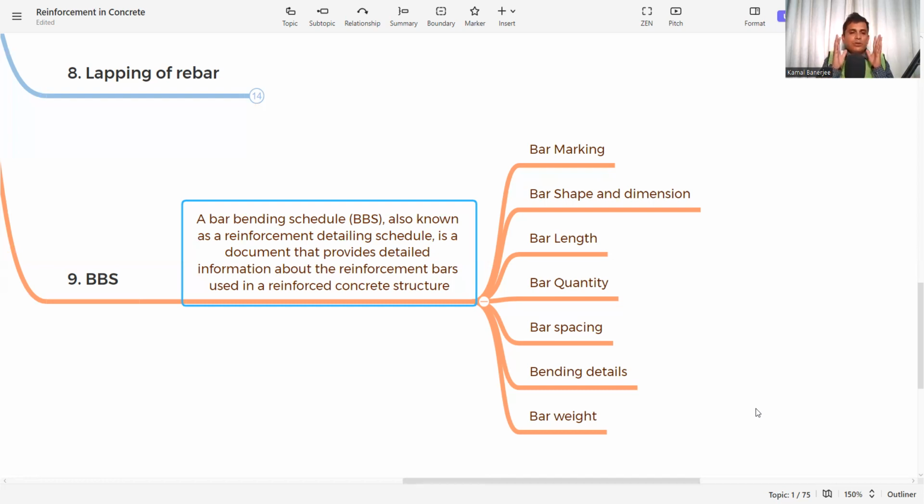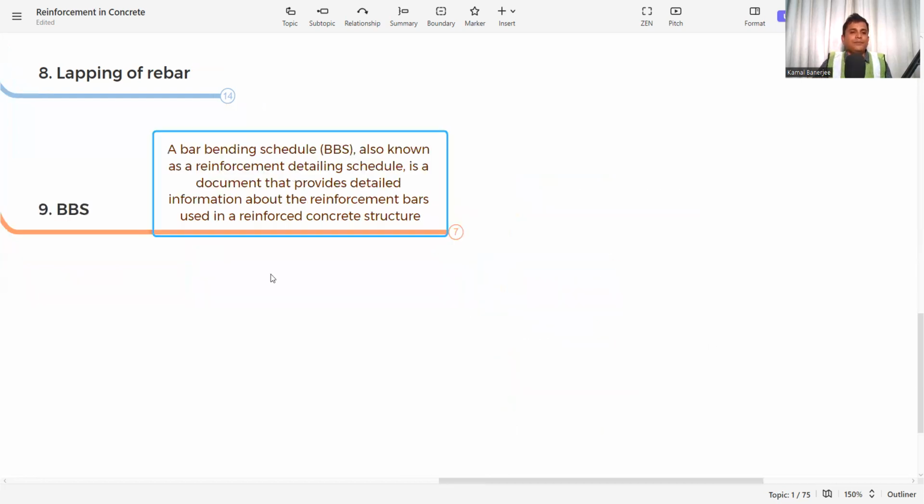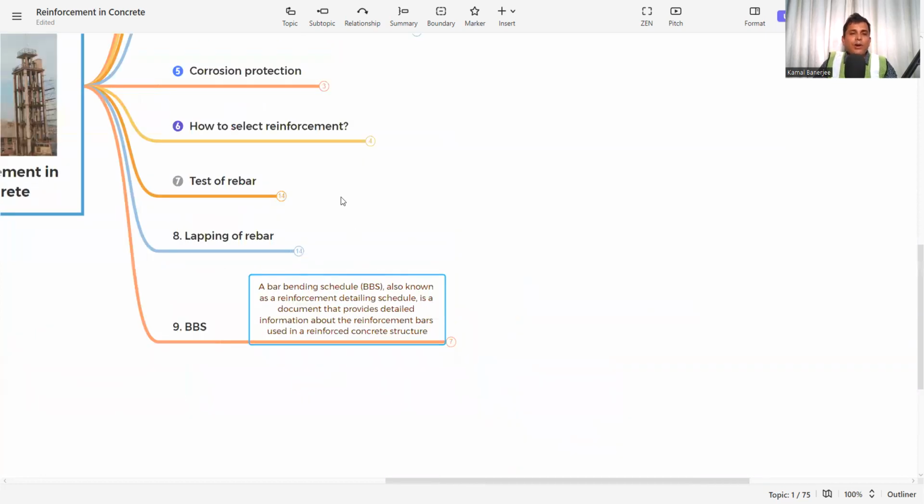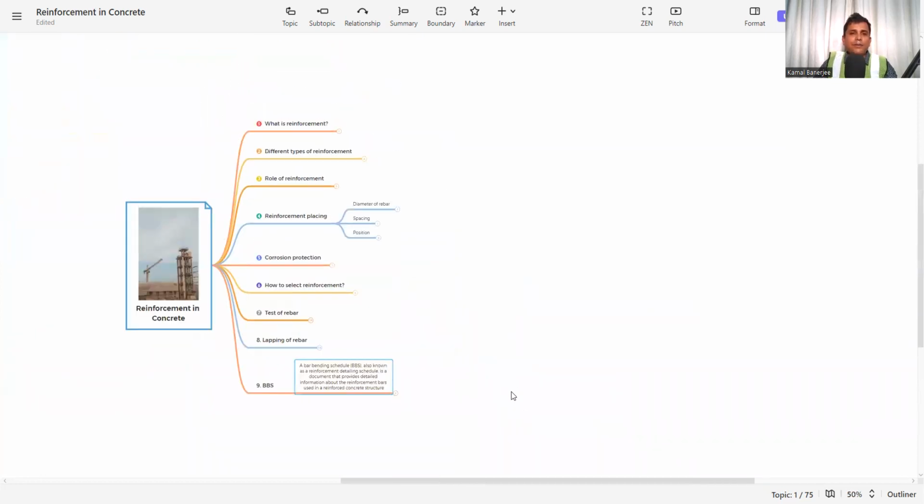And the bar weight. Every bar has to be counted, and the total bar weight has to be mentioned. So these are what you have to check and mention in the BBS whenever you are doing any concrete. Accordingly, these are the reinforcement requirements. So I hope I have covered everything.